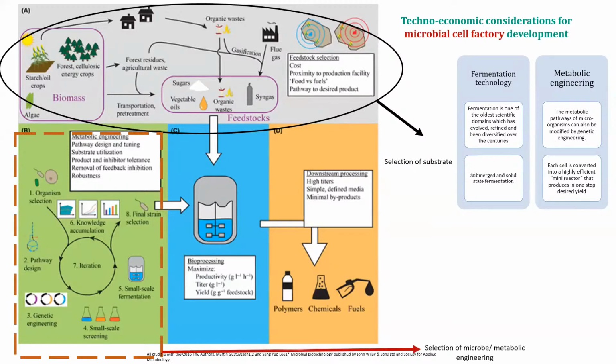next comes the role of microbe selection. You choose an organism. It can happen that your organism is able to produce the desired end product, but the yield is less. In that case, you have to go for metabolic engineering. In metabolic engineering, each cell is converted into a highly efficient mini reactor, meaning that in one step the desired yield will be produced. That cell will be acting as a microbial cell factory.